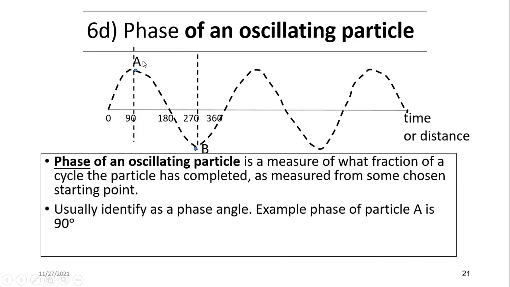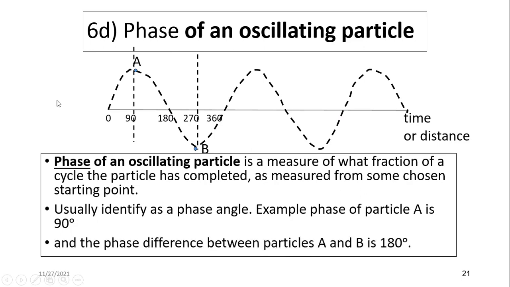So here A is 90 degrees. Right? That's how we identify the position of A. And the phase difference between A and B is 180 degrees. No need to use a formula. We can see from here, this is 90, this is 270. So we subtract 270 minus 90, which is 180 degrees. Or you should be able to say this is half a wavelength. In terms of distance, it is half a wavelength. In terms of time, you should be able to say this is half the period.